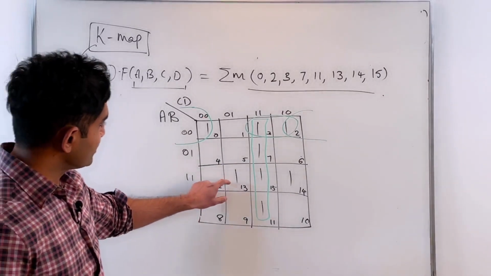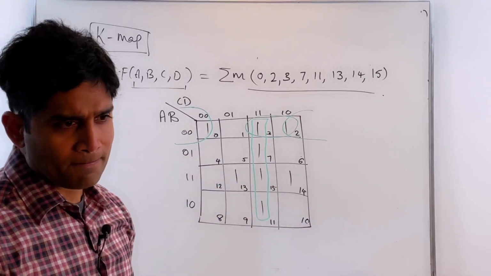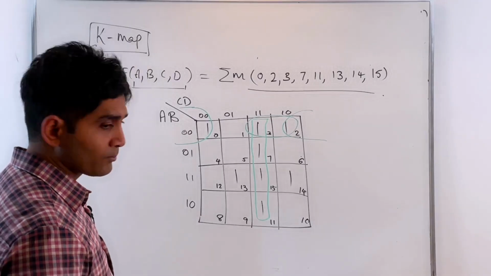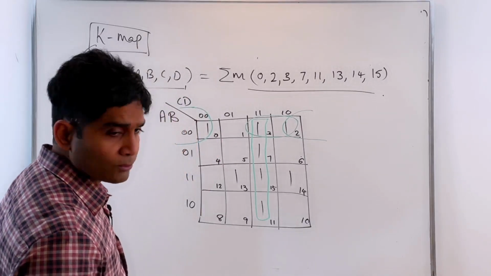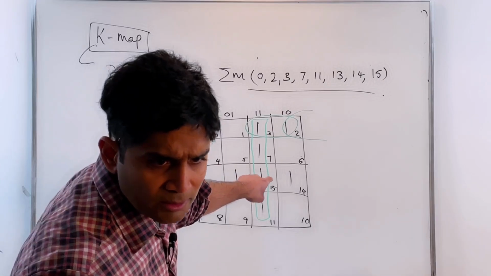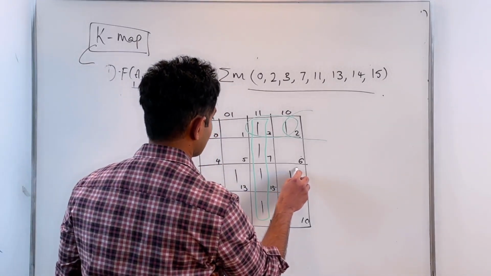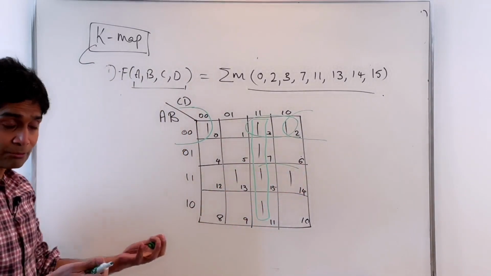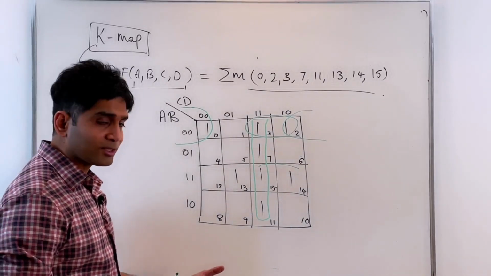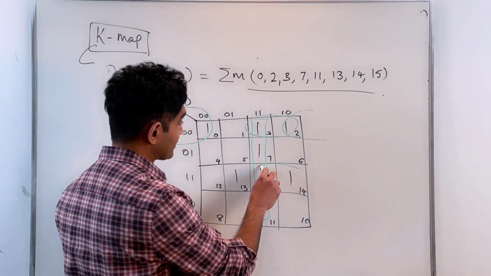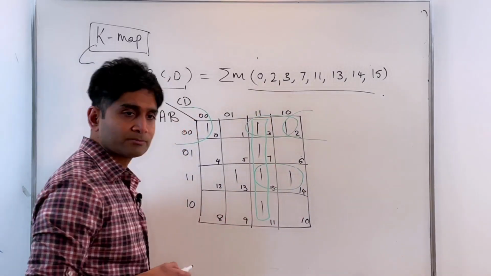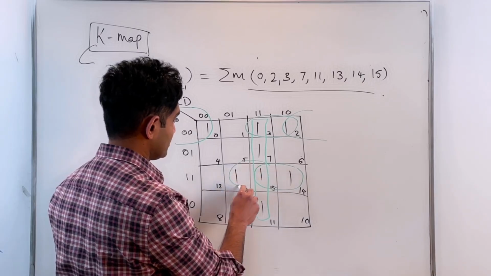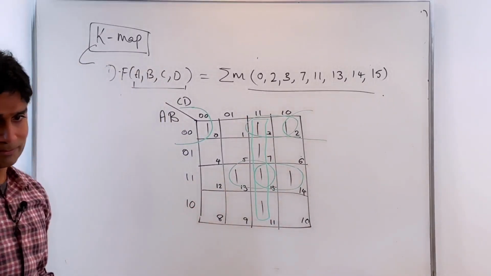I still have to account for these two ones. 0, 2. That's fine. 15 and 14. Yes, I can combine them. Again, I would not be combining them into a single combination because that's not allowed. That's 3 cells. Symmetry is lost. So I can combine 14 and 15. That's allowed because that's 2 adjacent cells. And 13 and 15 as well. Now I have accounted for all the ones.